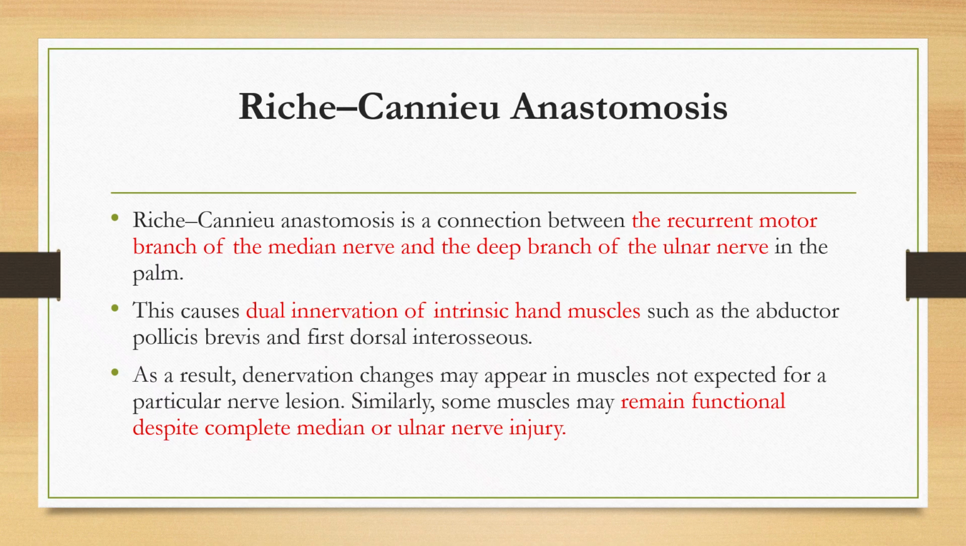Riche-Cannieu anastomosis. Riche-Cannieu anastomosis is a connection between the recurrent motor branch of the median nerve and the deep branch of the ulnar nerve in the palm. This causes dual innervation of the intrinsic hand muscles such as abductor pollicis brevis and first dorsal interosseous. As a result, denervation changes may appear in muscles not expected for a particular nerve lesion. Similarly, some muscles may remain functional despite complete median and ulnar nerve injury.